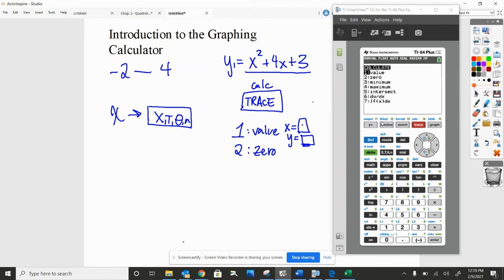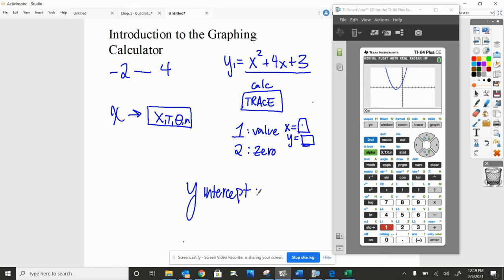So for example, if I pick number 1, you will see x equals, and your cursor is blinking. I have my function graphed there, and it's basically asking what x you want to plug in. If I want to find the y-intercept, that is when x is equal to 0. So let's try that. We plug in 0 and hit enter. That means the point (0, 3) is my y-intercept.